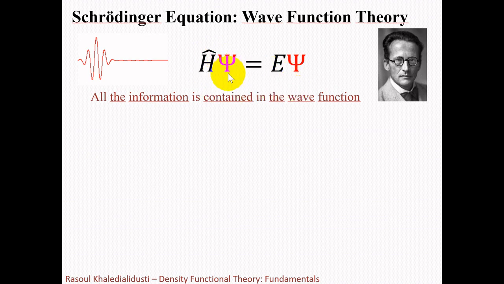H is the Hamiltonian operator, and it's not a scary word at all. E is the energy level of our system, and psi is the wave function. And all the information of our system is contained in the wave function. It means by solving this equation and obtaining the wave function, we can get lots of other information about the system and the ground state energy of the system.